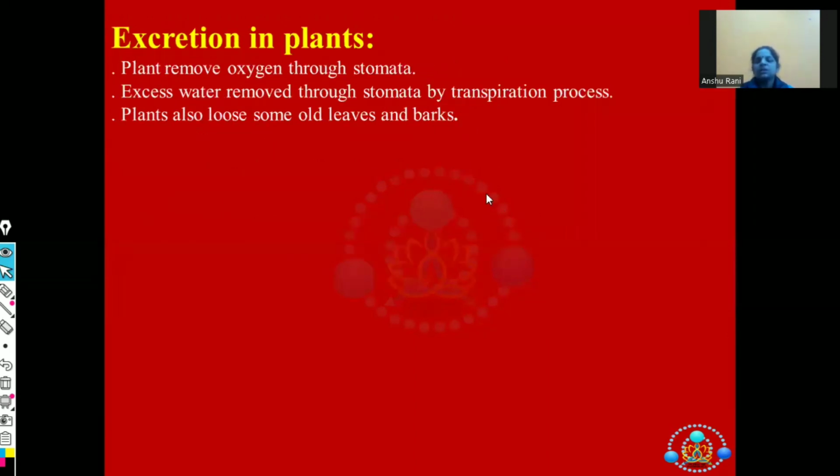Then we have excretion in plants. Plants remove oxygen by the stomata. Excess water is removed by the process of transpiration. Plants also lose some old leaves and barks, and some gums are also released by the plants. That's all about excretion.